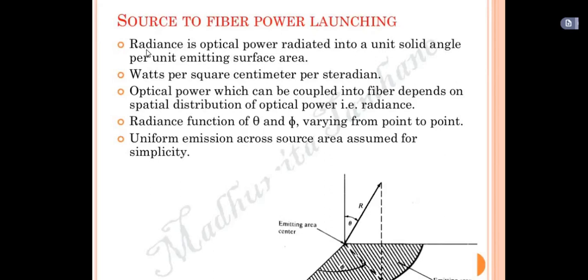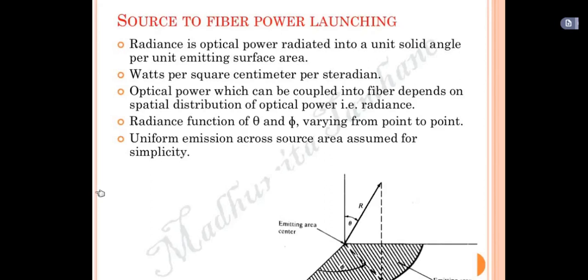Radiance is the optical power radiated into a unit solid angle per unit emitting surface area. If you see that unit angle with respect to unit surface area, we can find the region of radiance as well: how much radiance is there and how effectively it is going to be used. Next, what is the unit for it? Power, so what is that? Watt per square centimeter, because the area we are saying per what? Per steradian. It is used for finding the solid angle. Clear? So this is the unit for it.